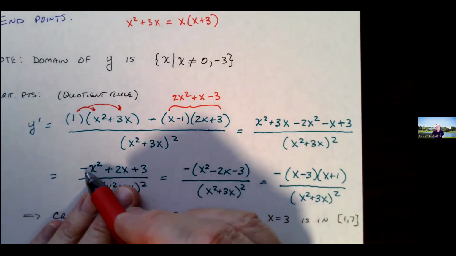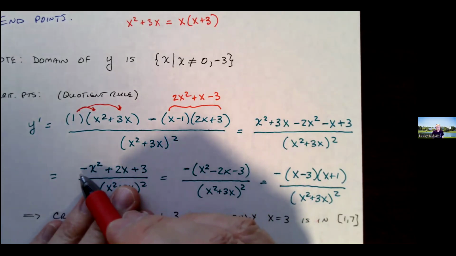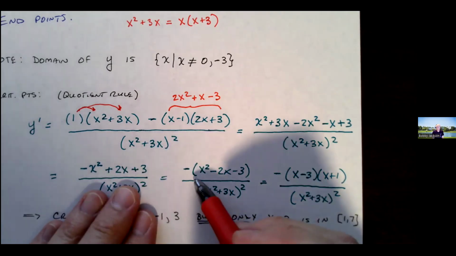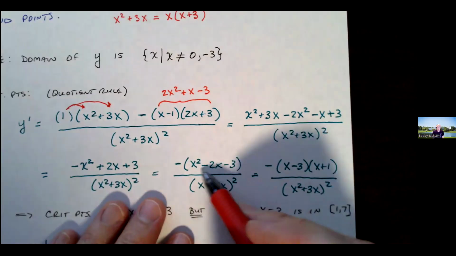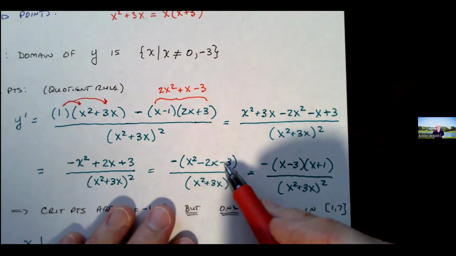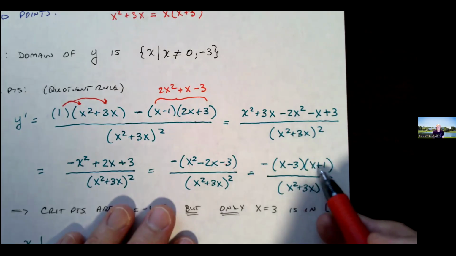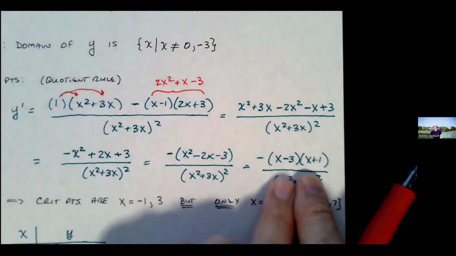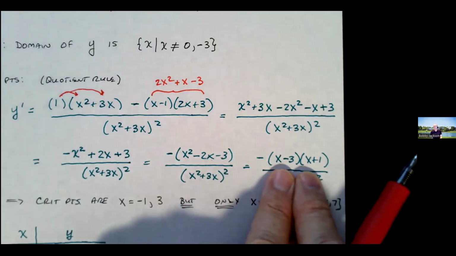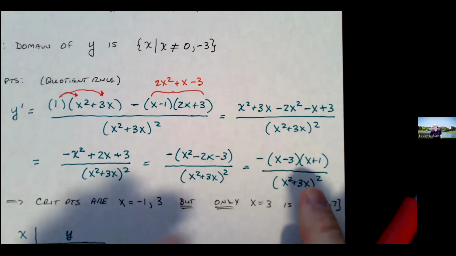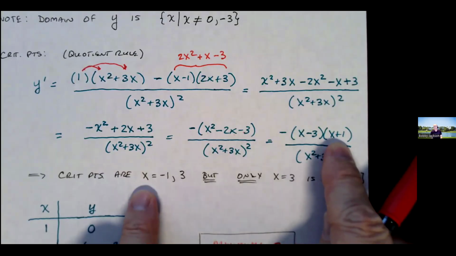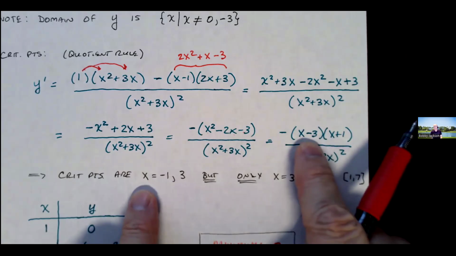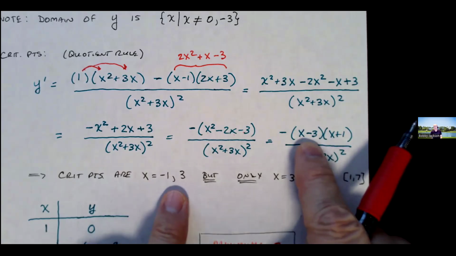I'm going to factor out a -1 to make it easier to factor, which just basically changes the sign of these other terms. And then how does this factor, x squared minus 2x minus 3? Well, it factors as x minus 3 times x plus 1. Hopefully you can do that fairly easily. And so that tells me that the critical points are what? x plus 1 will be 0 when x is -1, and x minus 3 will be 0 when x is 3. Those are the critical points.